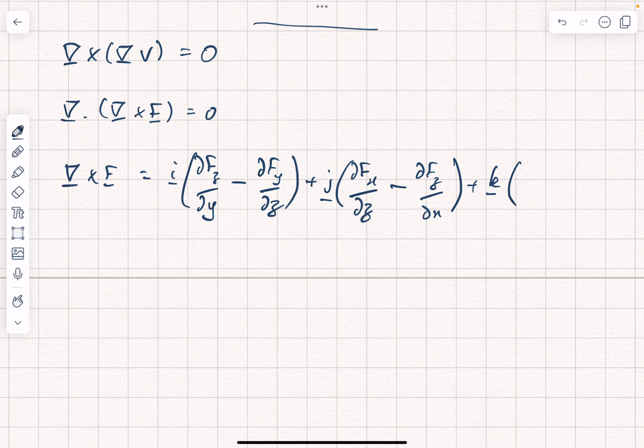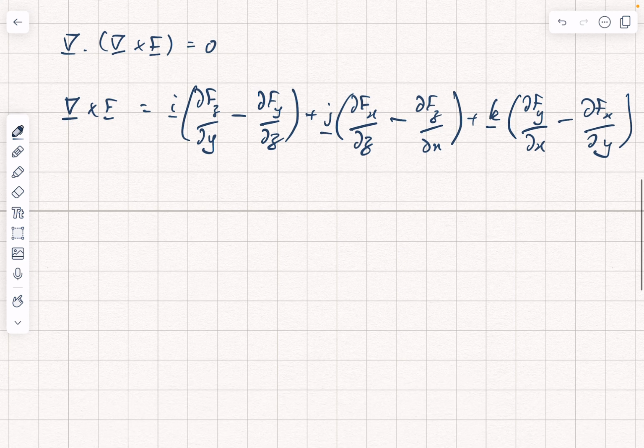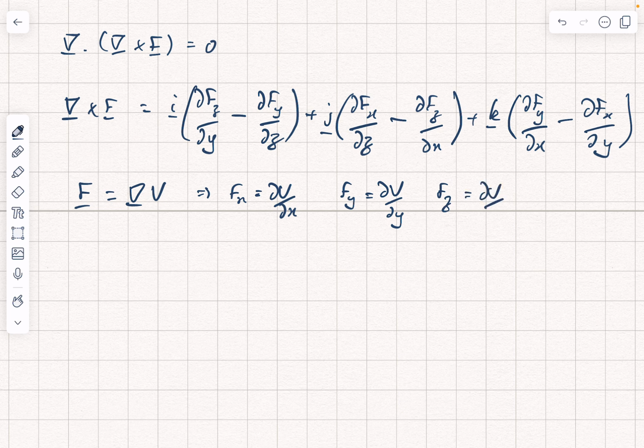plus k times dfy by dx minus dfx by dy. And you can loosely characterize the curl of f as relating to how much it swirls, how much of a rotational motion there is in f. So now if we think about f as being equal to grad v, then that tells us that fx is dv by dx, fy is dv by dy, and fz is dv by dz, of course.